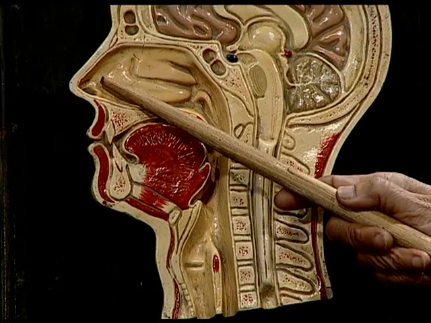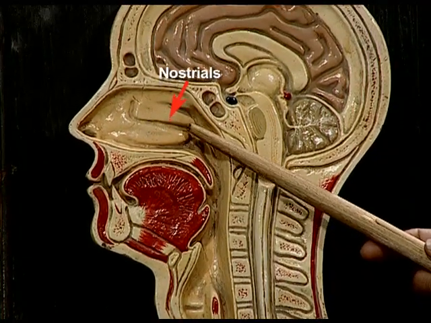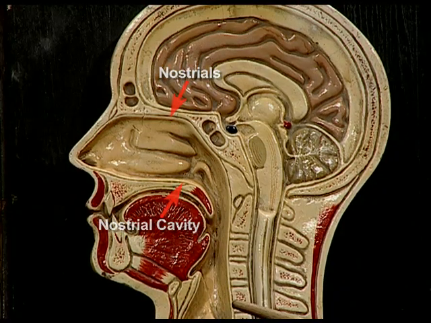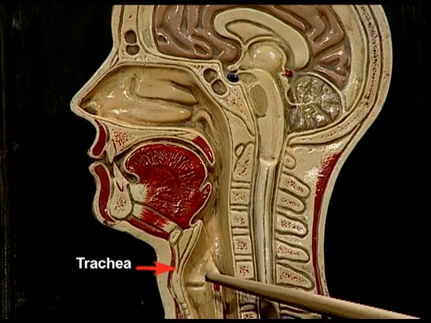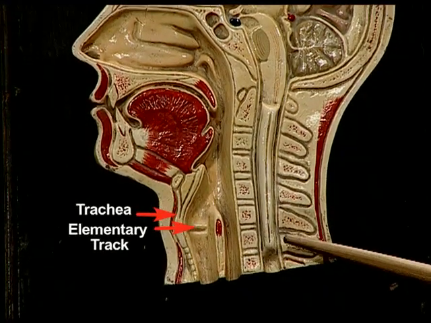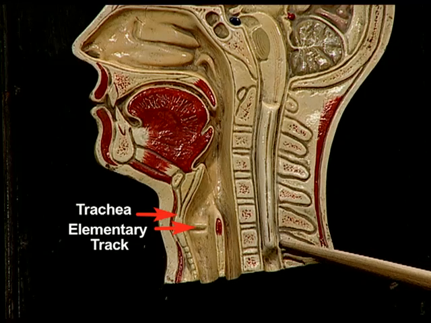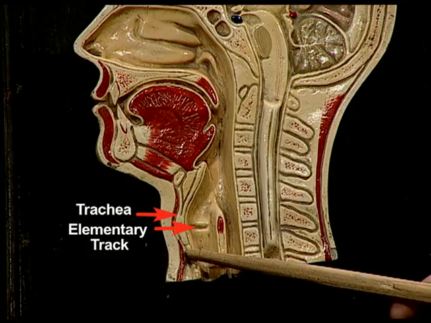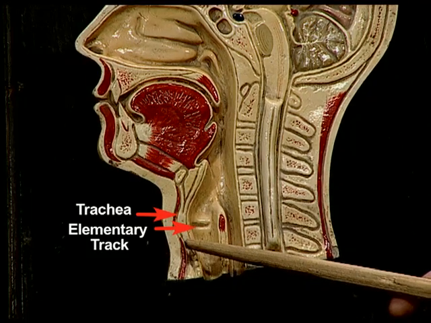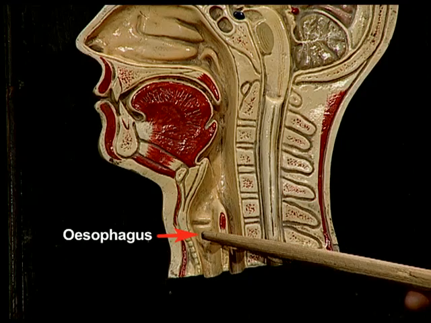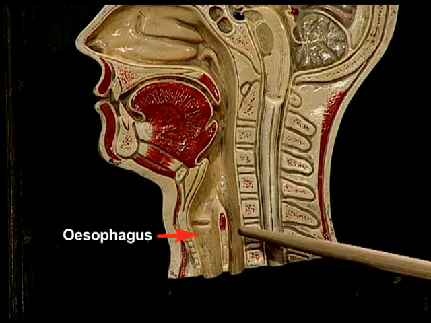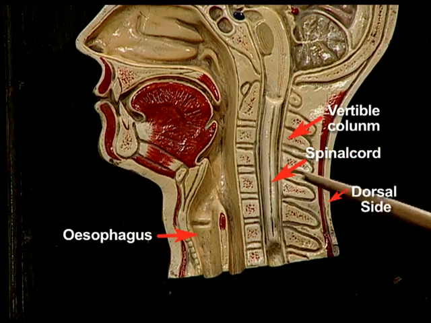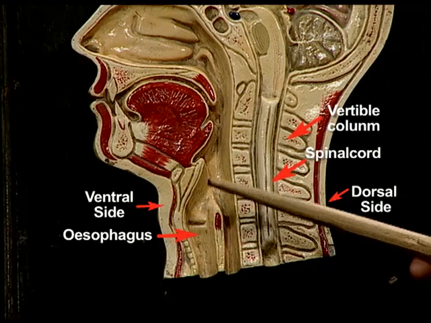Once again, I am showing you the nose and the nostrils and the nasal cavity. My purpose here is to show you the location of the trachea, the alimentary tract and the vertebral column, that means the spinal cord also, in the same direction. This is the trachea, which is ventrally placed. This is the esophagus, and the spinal cord and the vertebral column. This is the dorsal side of the body and this is the ventral side.